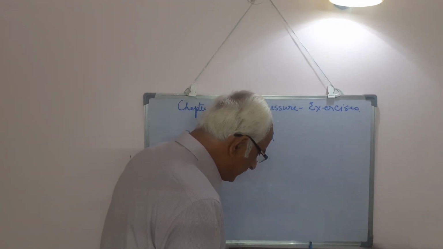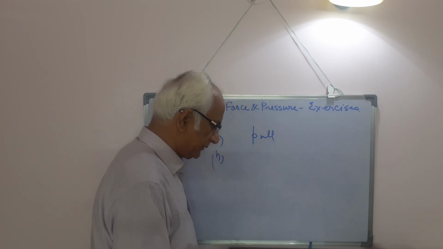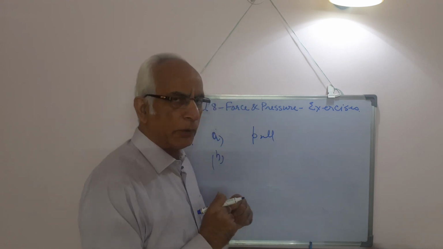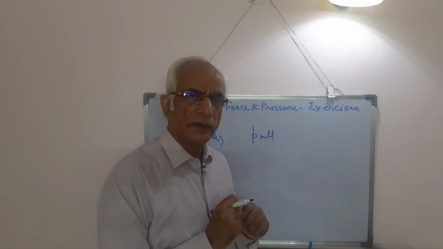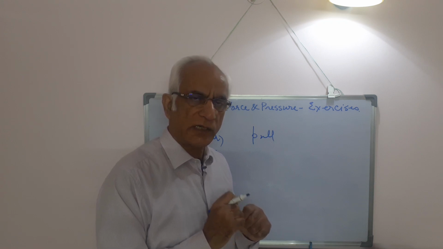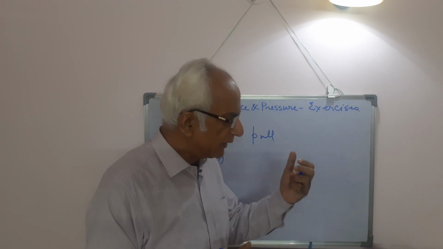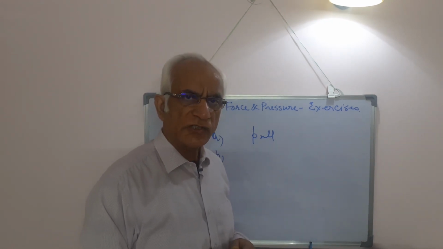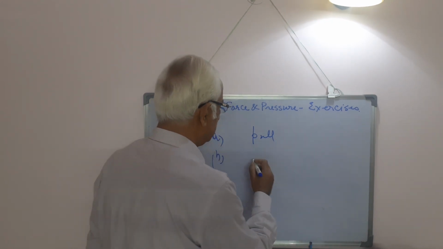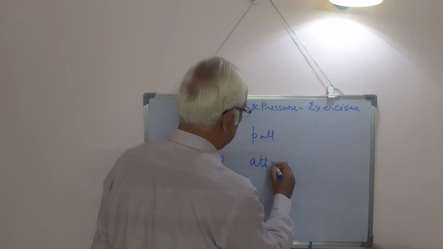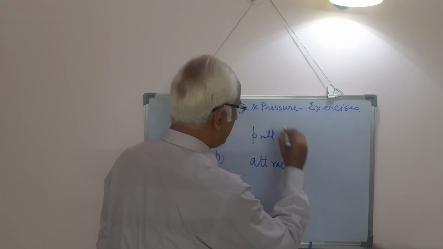B. A charged body attracts an uncharged body towards it. If you take a body, let us say any object that can be electrified, you rub it, it will become charged. And when you bring it close to an uncharged body, it will attract. So that is the second answer.